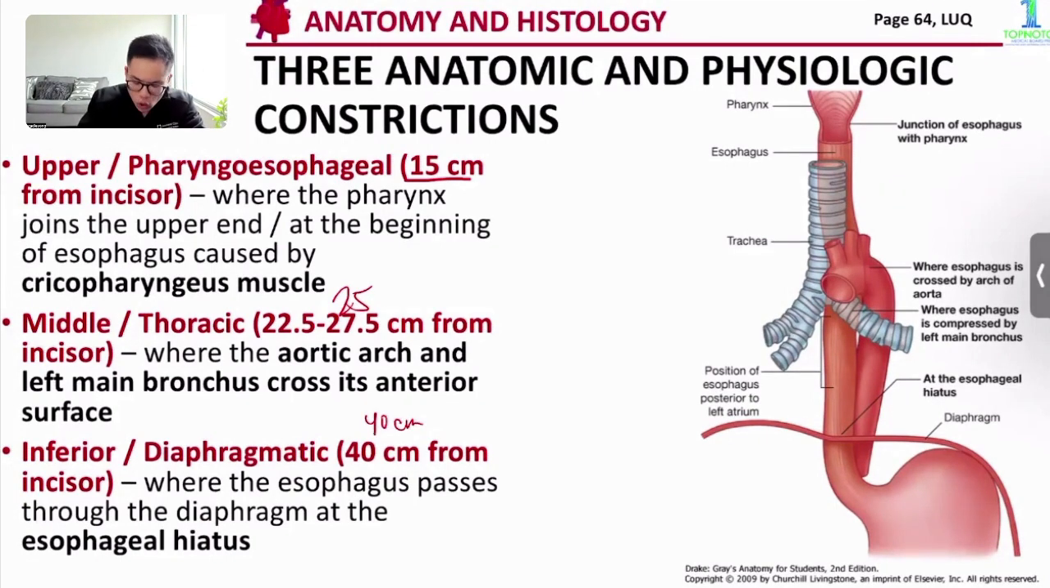Now, why are these numbers important? It's because when you put in your OGTs, your oral gastric tubes, or any tubes down there, they have lines on them. If you memorize these numbers, you would know where you are by subtracting. So hey, I'm on the upper pharyngoesophageal area, or I'm on the thoracic or diaphragmatic. So you know when to stop placing those tubes down the patient's esophagus. Okay.